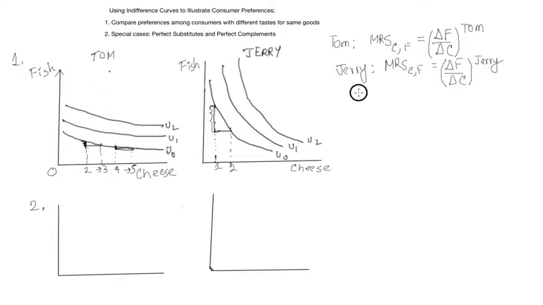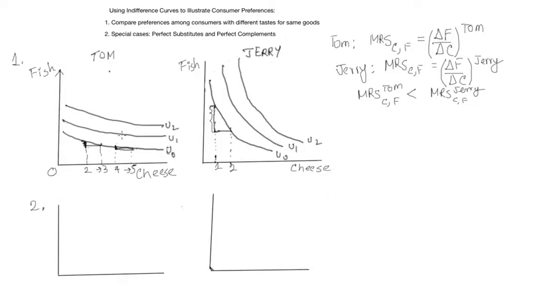So we can say that this MRS for Tom is less, so the slope is less, so the amount of fish he is willing to give up is much less than Jerry. When you see indifference curves like that, you can conclude which consumer has a stronger preference for which of the goods that we are measuring on the graph.